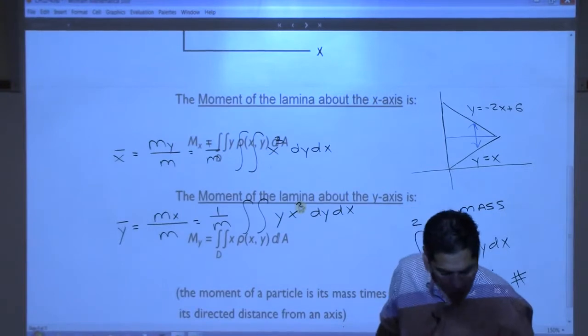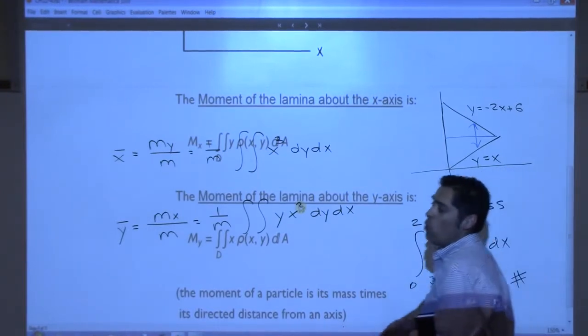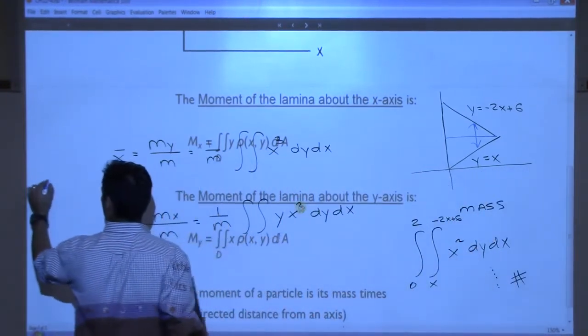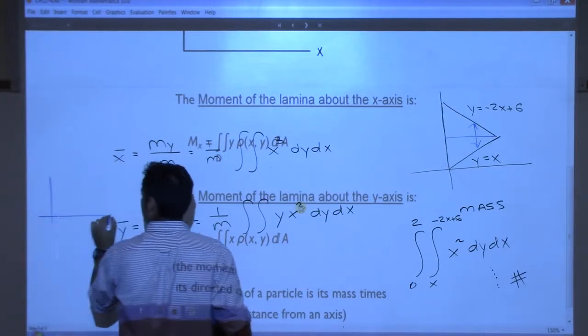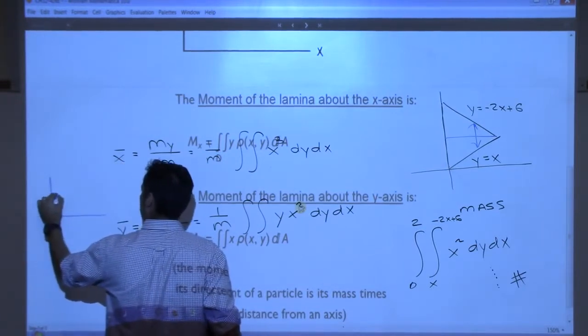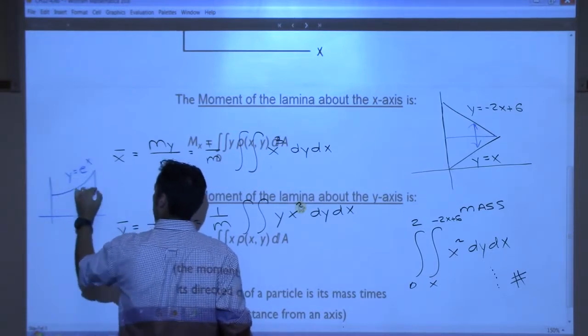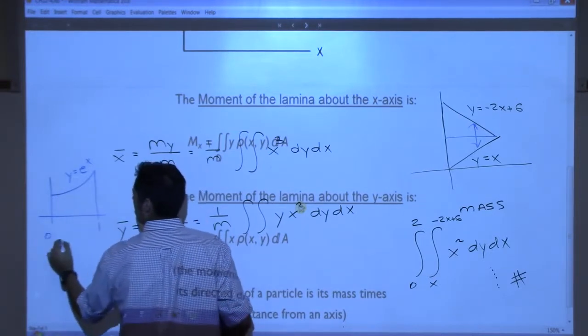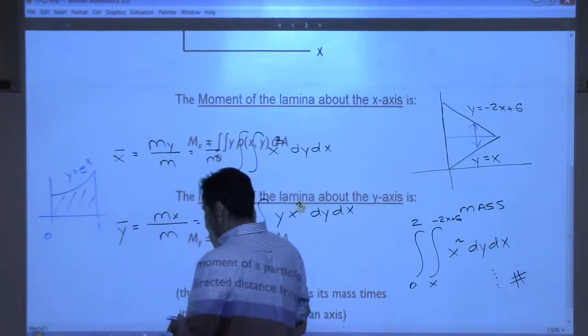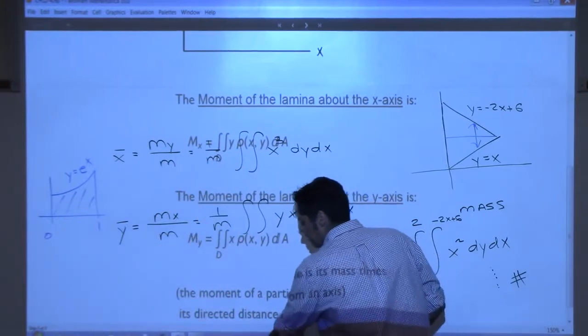Okay, so look, on number 4, let's fix that first. On number 4, the region is the region, this is y equals e to the x. This is 1, this is 0. So it's the x-axis.